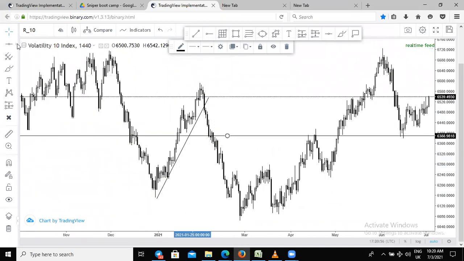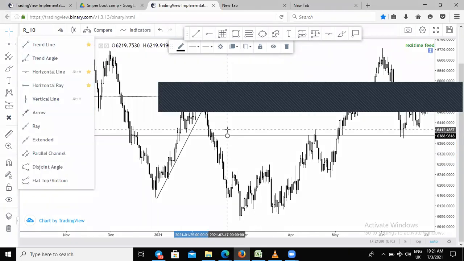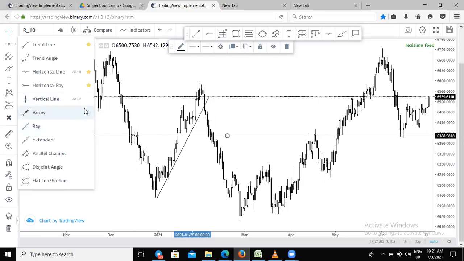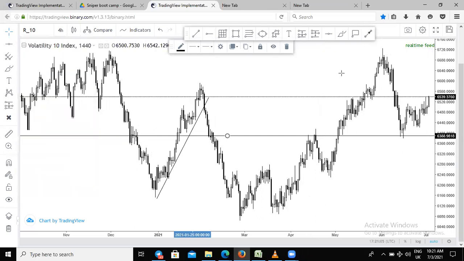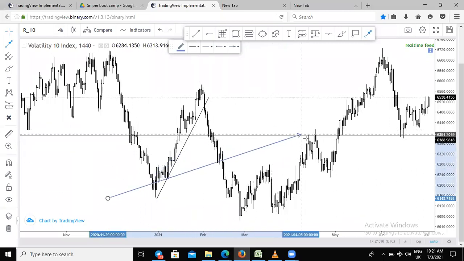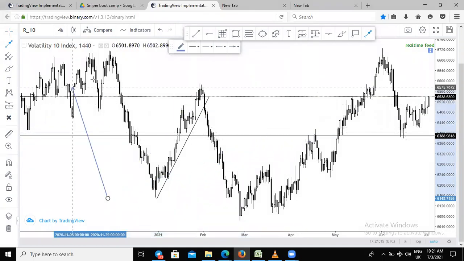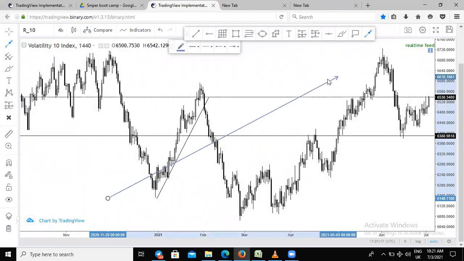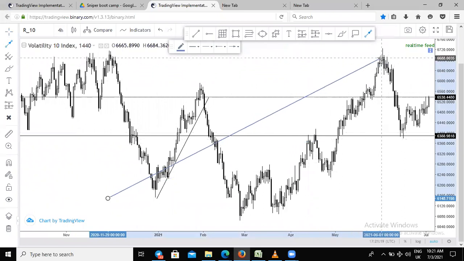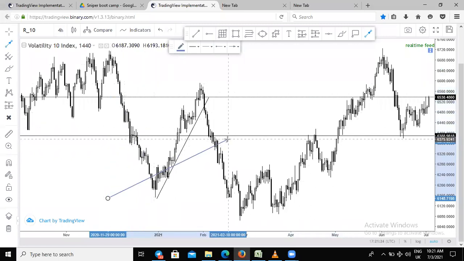Another tool that I make use of is the arrow. For example, while I'm teaching, I can click on it like this and say, okay, I'm trying to look at this candle, to specify, look at this candle. This is what I'm talking about. So this is basically to pinpoint. It's for teaching and it's also for illustration.